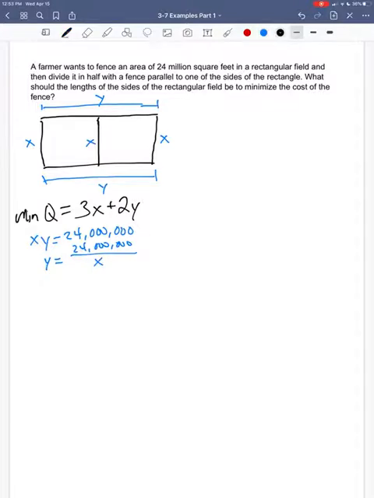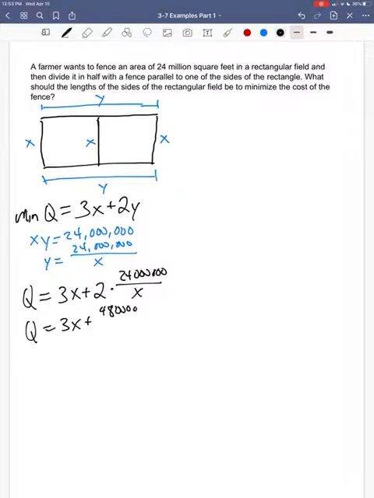What I can do then is rewrite this function Q. So Q is 3x plus 2y, but y is 24 million over x. So I get that Q is 3x plus 48 million over x. All right, so that's my setup for the problem.